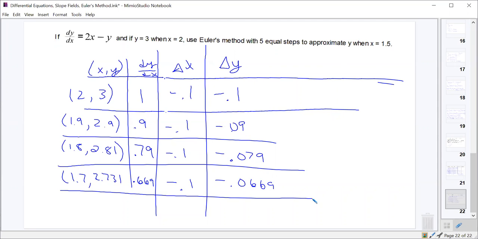Everybody still good? 1.6 and 2.6641. And then our next dy dx should be what? 0.5359. The -0.1. That sound good to everybody? Giving us -0.05359. And our value then at x equals 1.5 comes out to do what?